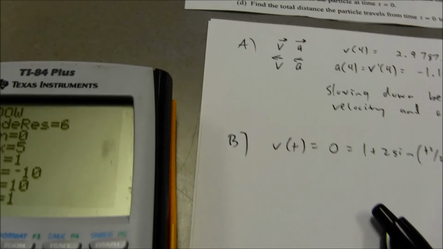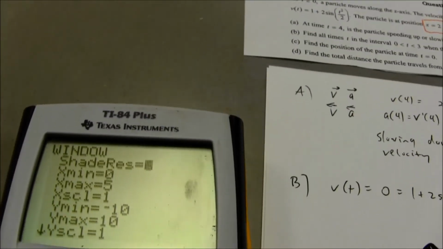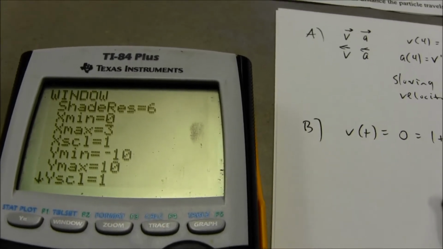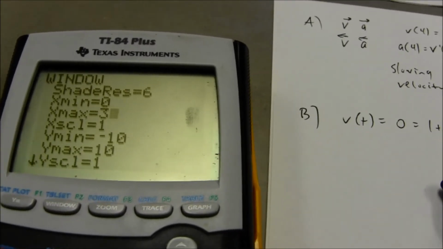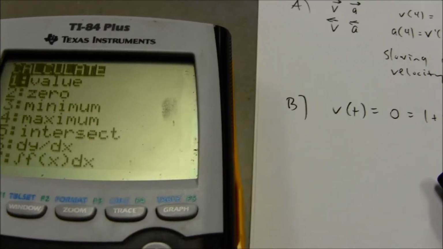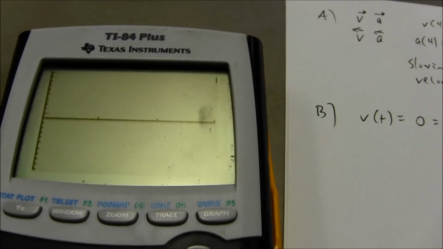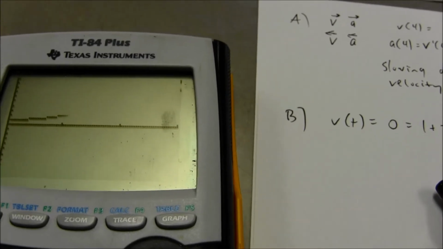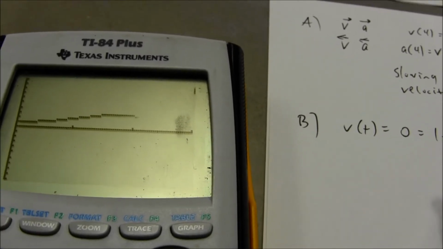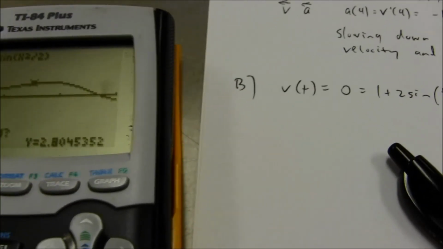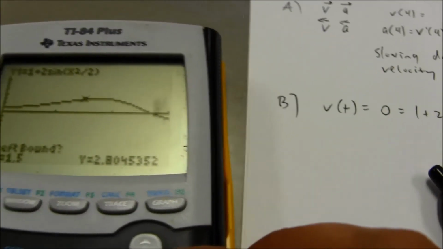Again, I'm going to check my window here. My window goes from 0 to 5 right now. I'm going to change it to go from 0 to 3 because that was the interval they gave me. And my y values look reasonable. So I'll hit second and calc, or second trace, and I'll choose the 0 option here. Let's see where the velocity is 0. And so there's my velocity function there. And looks like it changes from positive to negative way over at the edge of the window there.